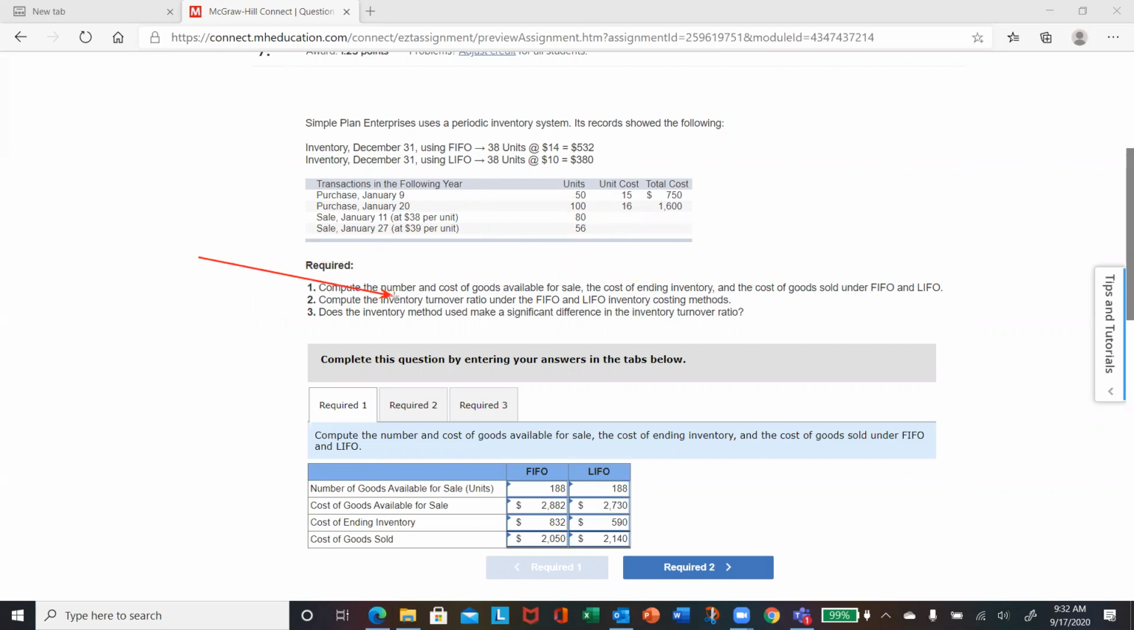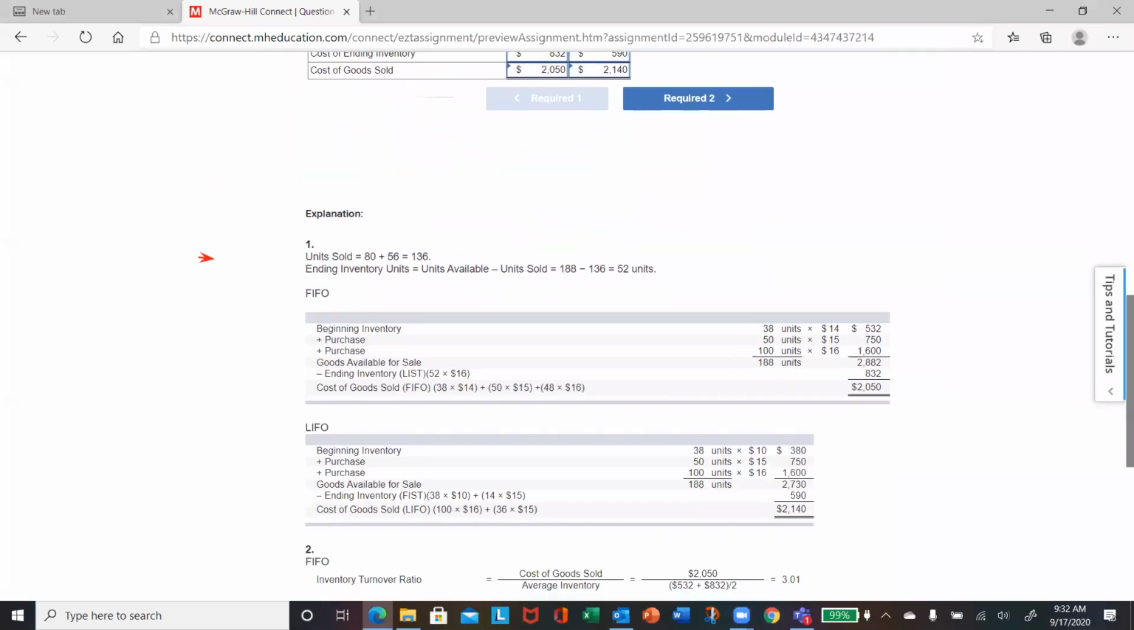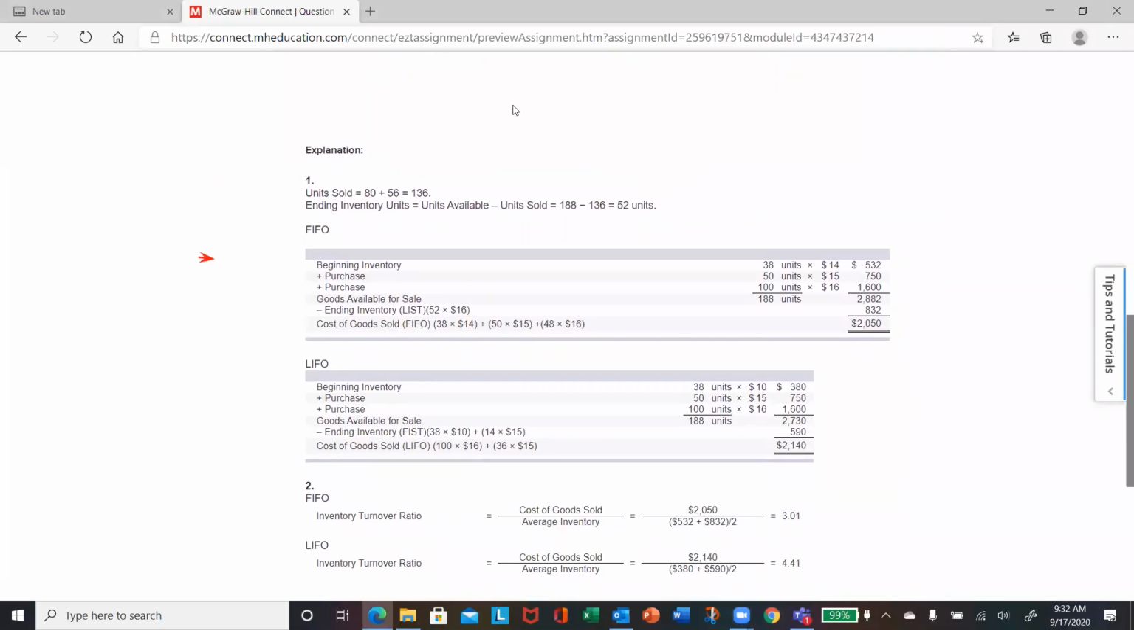They then want the inventory turnover ratio. And then it says, does the inventory method used make a significant difference in how this plays out with your ratio? So you can see the answers right there. And here is just showing you, again, how to get your ending inventory units. So you have 80 plus 56, they sold 136 units. So 52 units is what would be left in ending inventory.